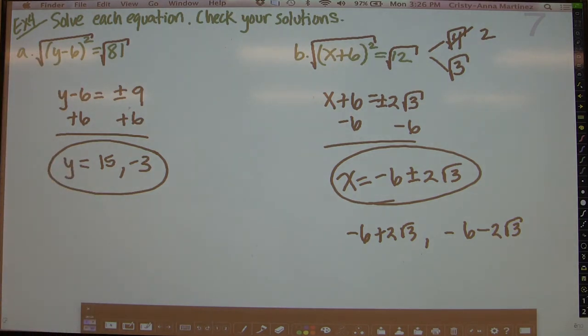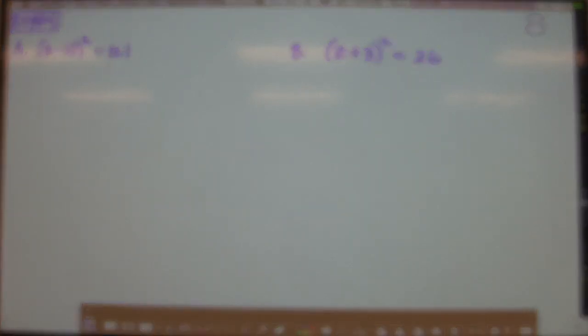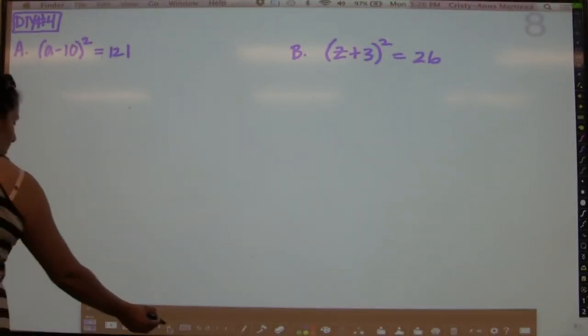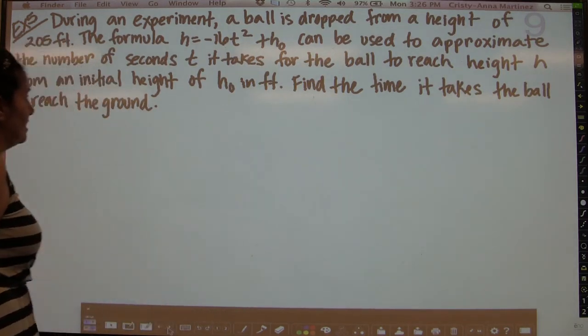All right, so now I'm going to have you try this little guy, and then we're going to go to our last example. And of course, it's a word problem. It says, during an experiment, a ball is dropped from a height of 205 feet. The formula h equals negative 16t squared plus h sub 0 can be used to approximate the number of seconds t that it takes for the ball to reach a height h from an initial height of h sub 0 in feet. So basically the t is the seconds and this h sub 0 is the initial height.